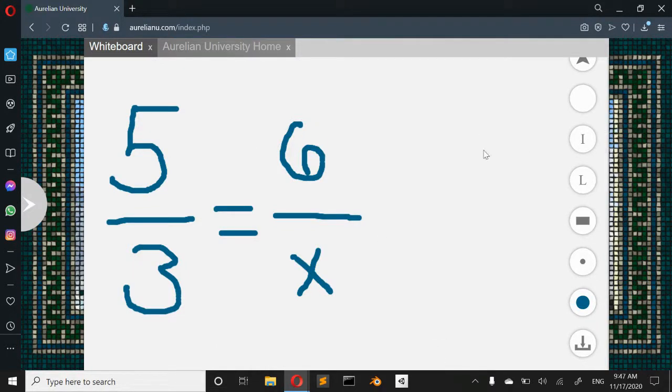In this video, we're going to talk about how to solve equations like this, essentially. So we've got this equation, 5/3 equals 6 over x. We want to figure out what x is. I'll grab a new color. I want to figure out what x is.